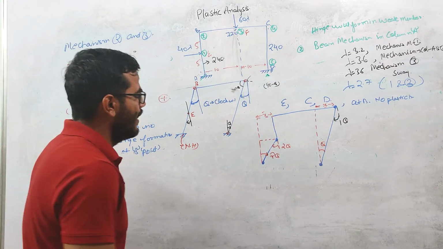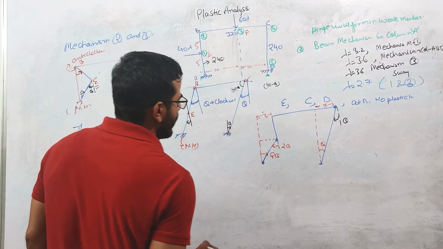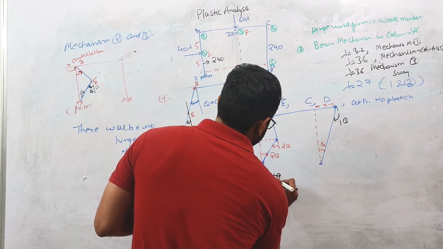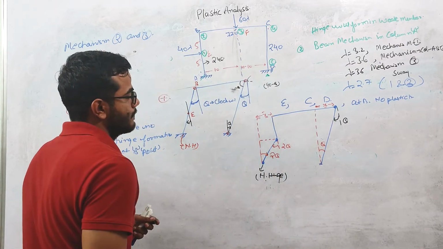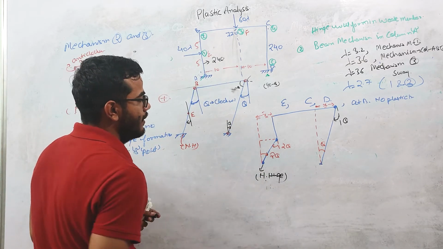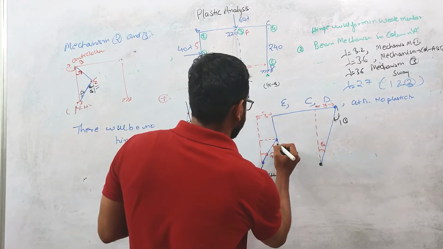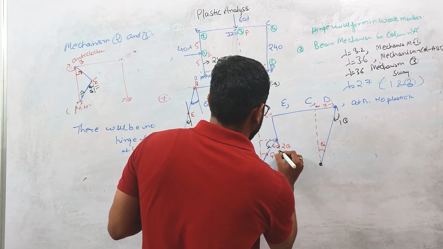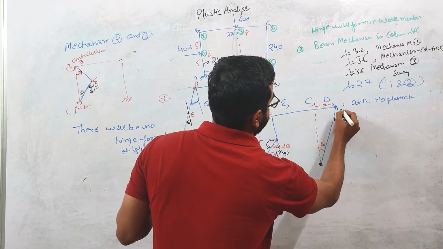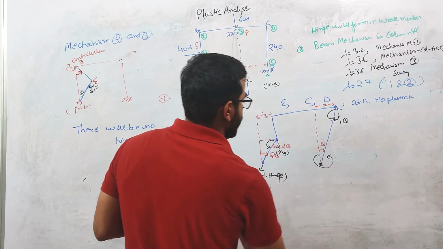Now if you apply the principle of virtual work done, this is a natural hinge, it will not provide any moment over here. This is a hinge, right? So the direction of the moment will be like this, MP. Here the direction is rotating like this, so the direction of moment will be like this. Here the direction of moment will look like this.